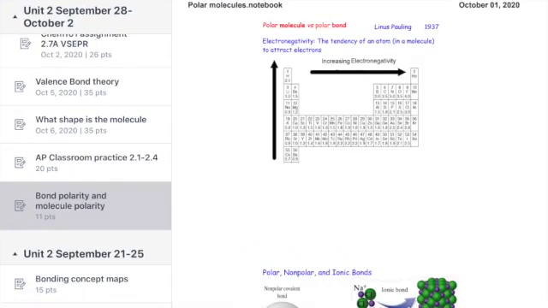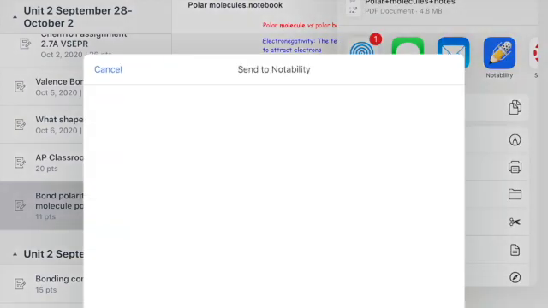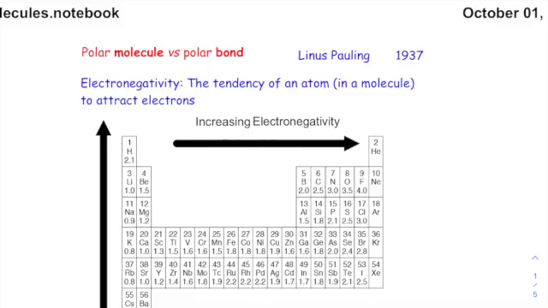Take notes. I will send this to Notability. We're not really going to talk much about this slide. Linus Pauling in 1937 came up with the idea of electronegativity. If you want an electronegativity chart, which you really shouldn't need for this, here's a convenient place for me to put it.